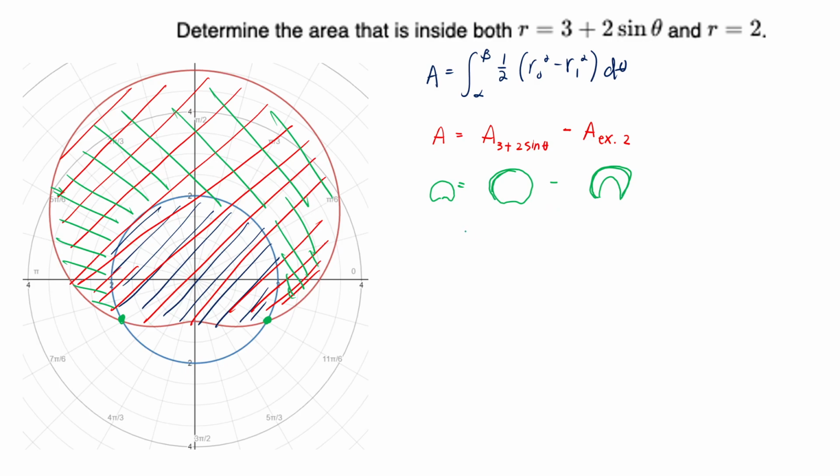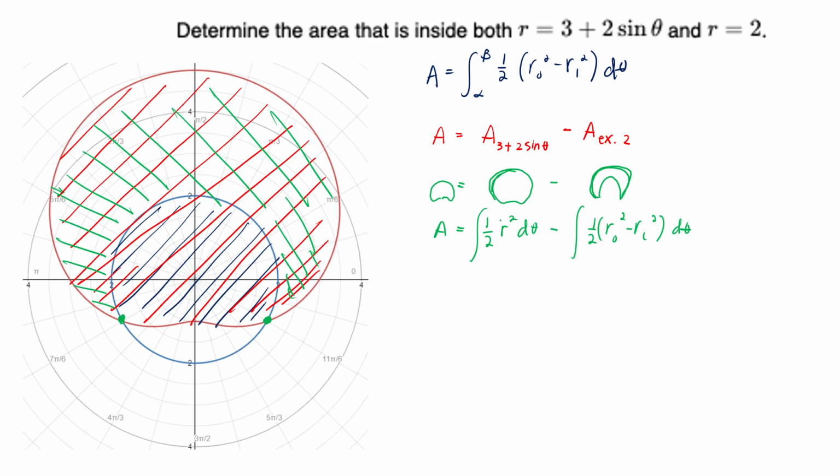If we're going to go about this solution, you're going to use the single curve equation, 1/2 r squared d theta. If we don't have yet the solution for this particular area, you're going to use the two curves equation. Luckily for us, we have already the value coming from example number 2.